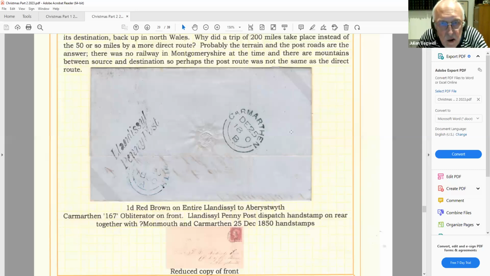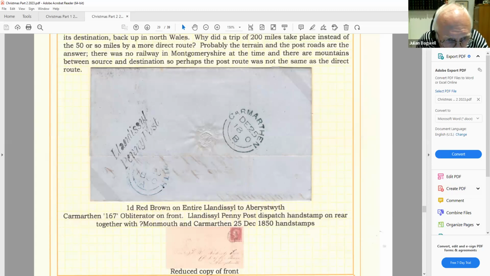Why such a long route? Again, I think it is a post road issue. It's only about 50 or 60 miles, but I think it traveled about 200 miles. And by this time, of course, you're into the penny post period, so it's still a penny. Beforehand, if you remember one or two of those earlier examples, you had to pay for the distance, but now you just paid the penny. But this went on a very long route to get to its destination.